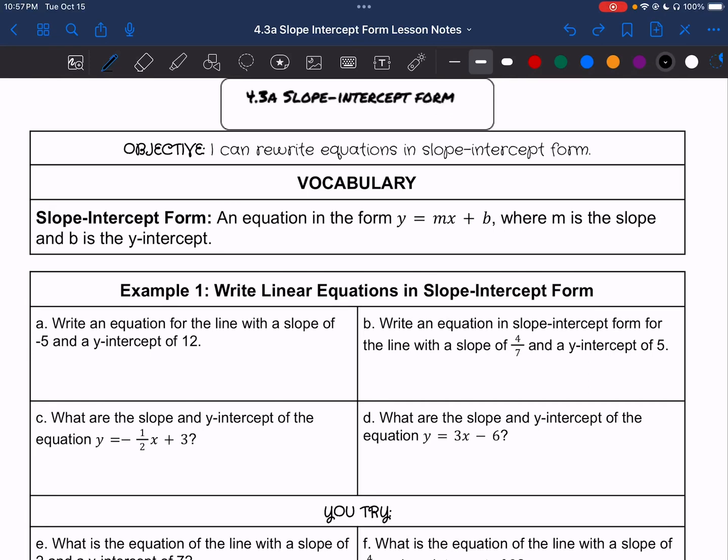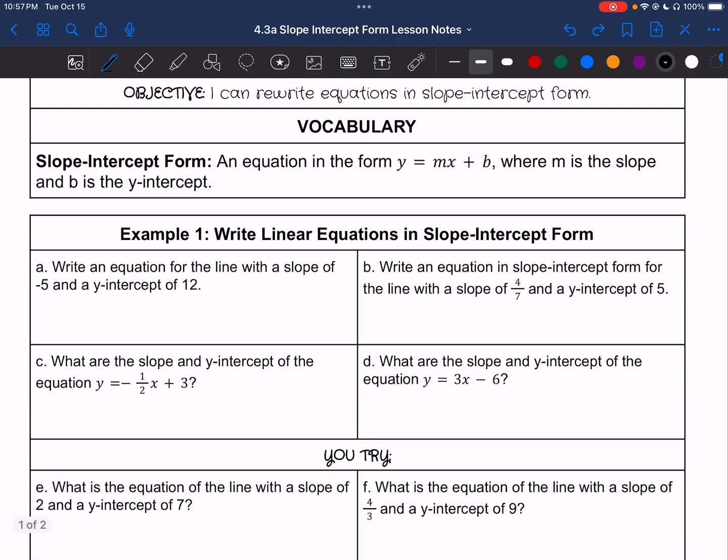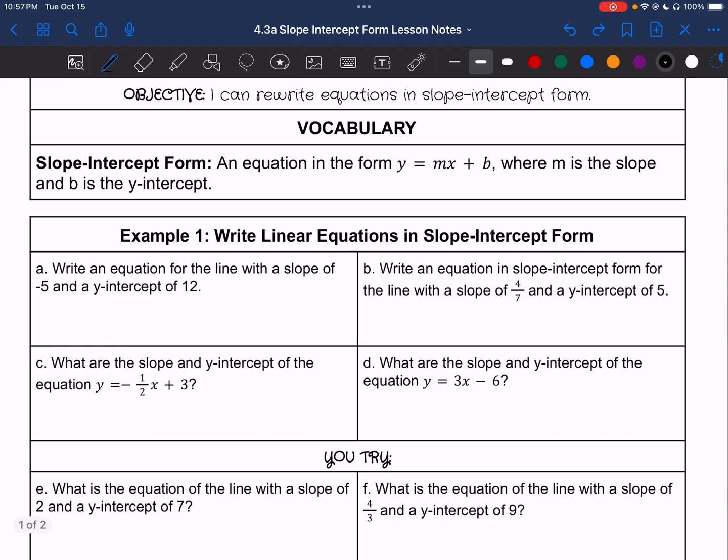Hello and welcome to lesson 4.3a, Slope-Intercept Form. Our objective today is that I can rewrite equations in slope-intercept form.